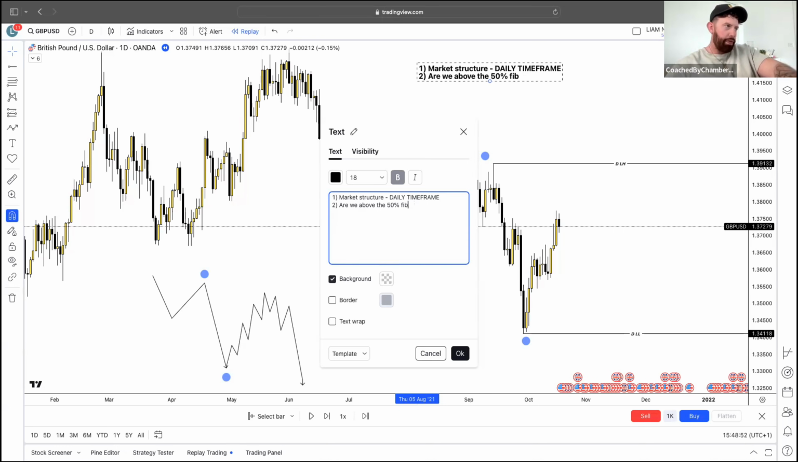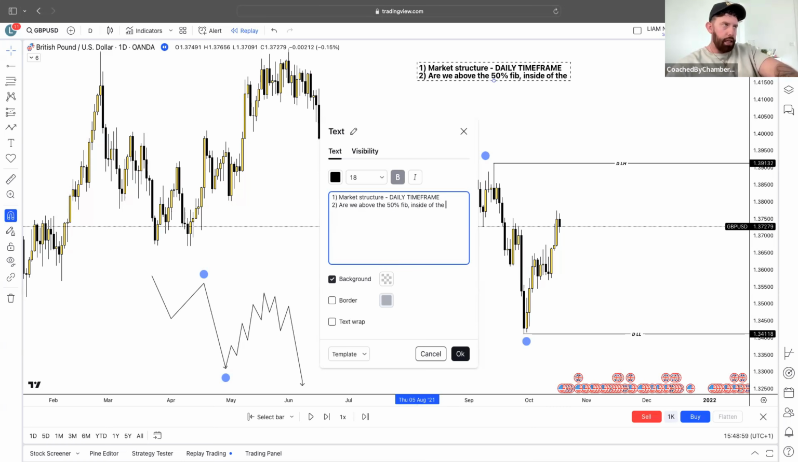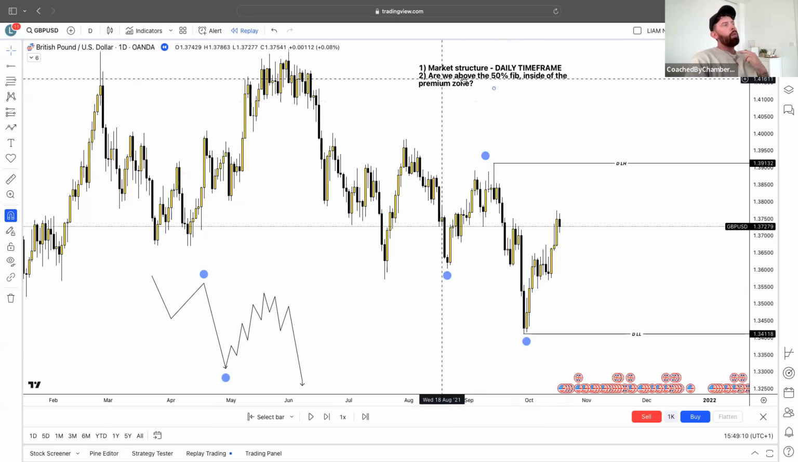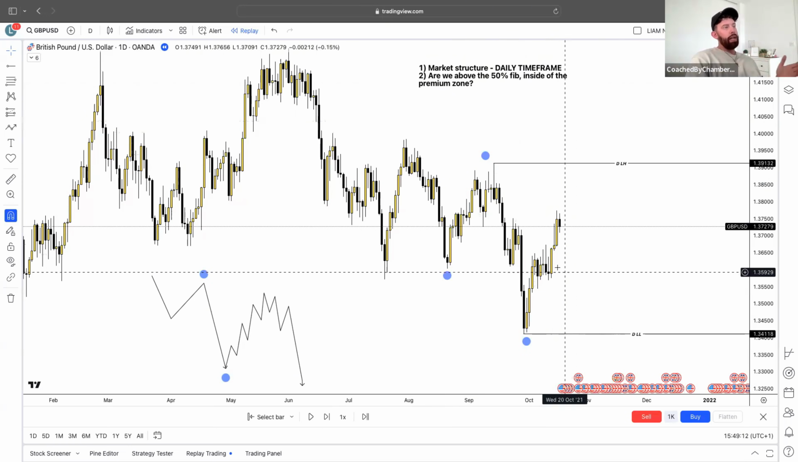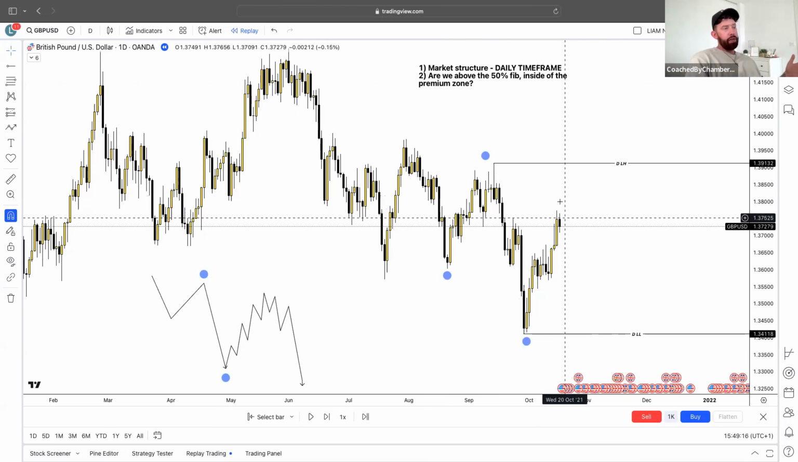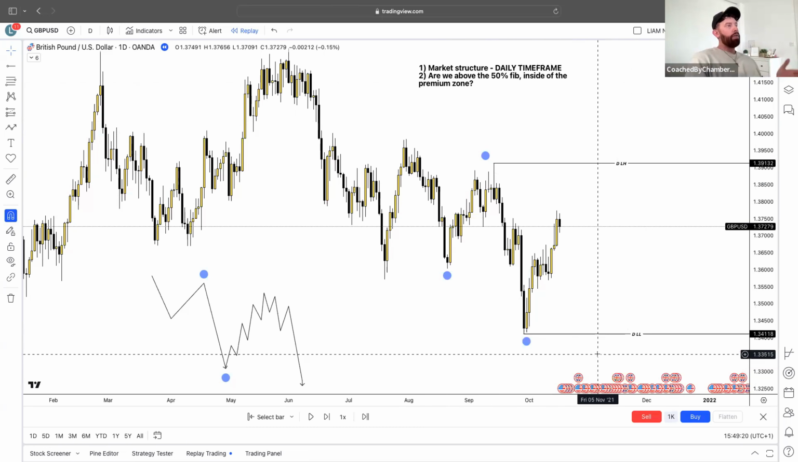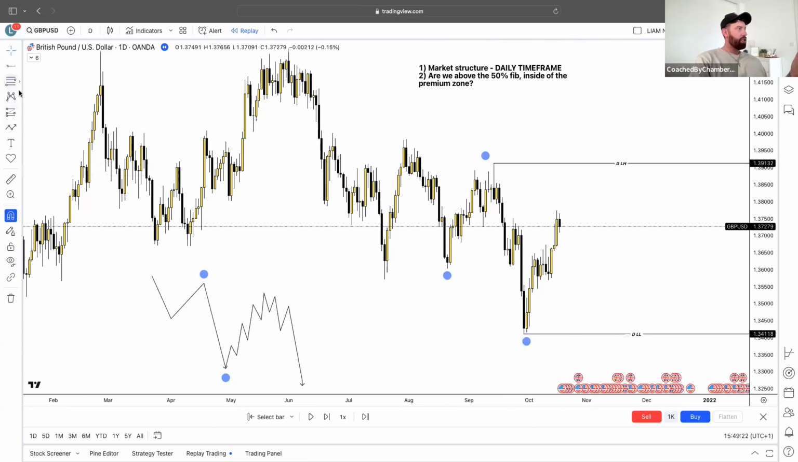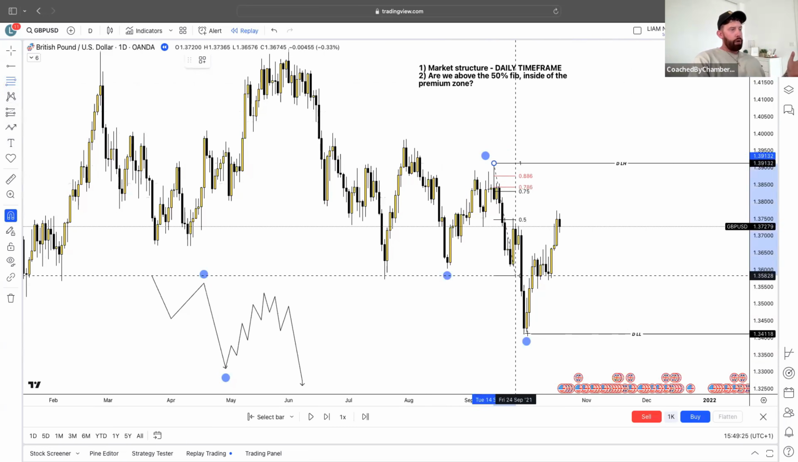And sorry, are we above the 50% Fibonacci inside of the premium area, premium zone? Okay, so that's the next thing that I want to do. So are we above the 50% level? If we're in a downwards trend, you want to look for the market to come and retrace above the 50% level, and then obviously carry on the trend downwards. So are we above the 50% Fibonacci level inside of the premium zone?